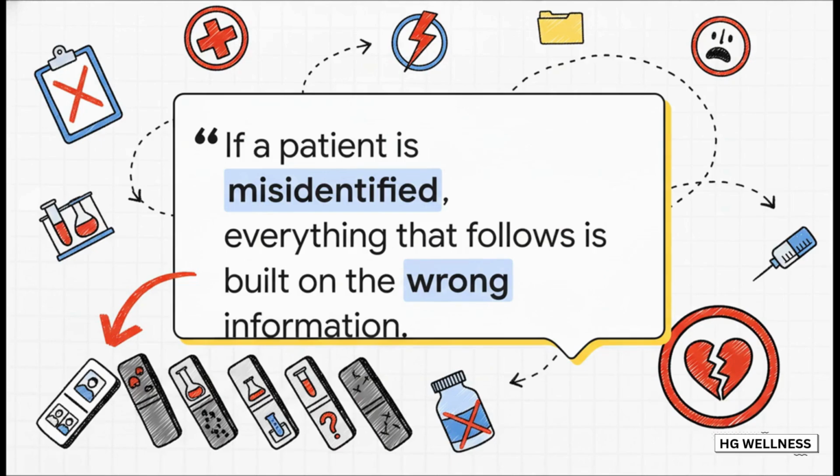If you misidentify a patient, every single thing that happens after that point is wrong. It's a catastrophic domino effect. The lab results go to the wrong chart, which leads to a wrong diagnosis and a wrong treatment. It all starts with one simple skipped step.